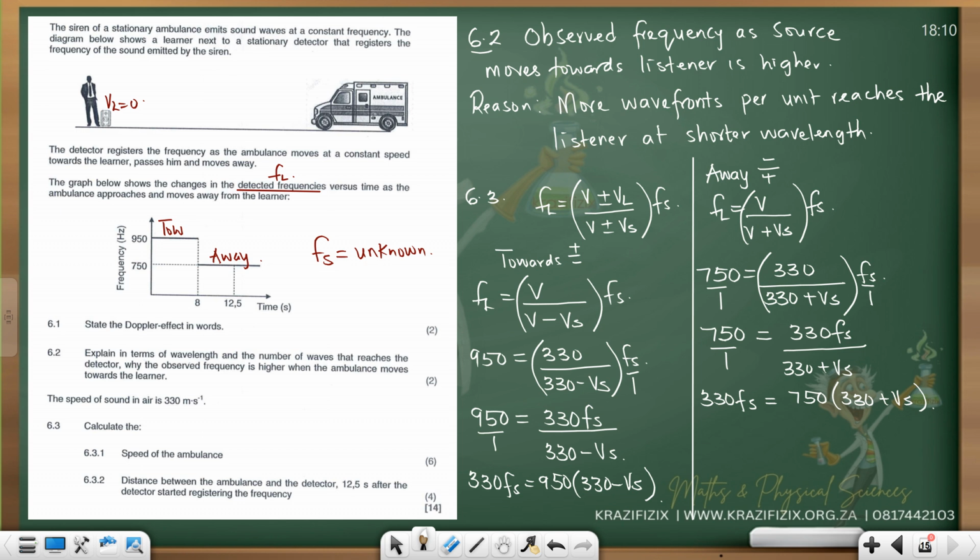I don't know if you see what to do here. Guys, do you notice that 330 FS is this whole thing? So anywhere I see 330 FS there, I'm going to put that. And what will this be? 950. 330 minus VS, because that's my 330 FS, equals 750 times 330. Please do the maths and let's get VS.